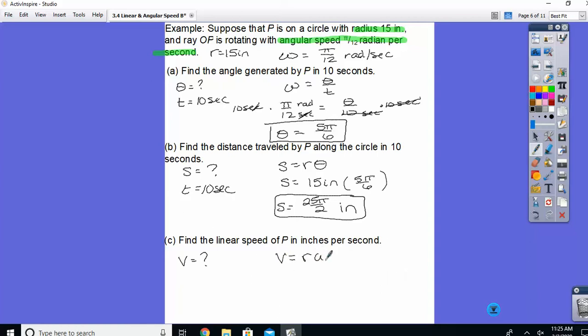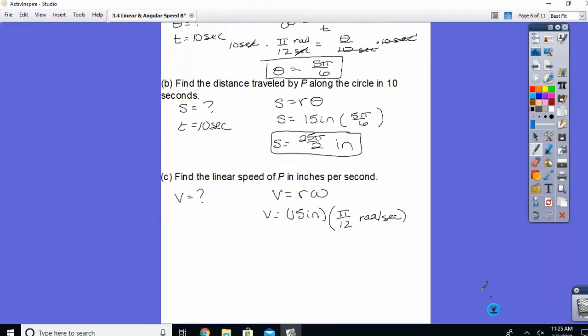So V equals R omega. So in part A, we knew the R was 15 inches. Omega was pi over 12 radians per second. So we get 5 pi over 4. The units, inches times radians, that radians will just disappear, so it's inches per second. You could also get that just by thinking V is a linear distance. We knew we were measuring it in inches, and our time we're given in seconds.